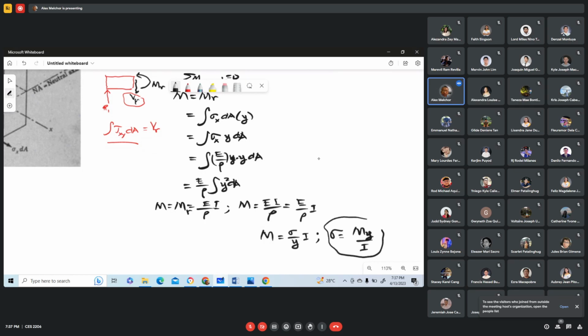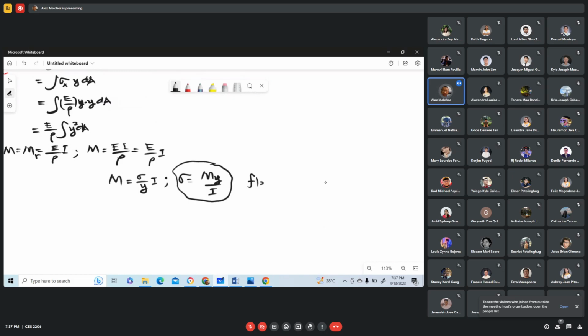Now, this form of equation we call the flexure formula. This is to determine the stress at a fiber located y distance from the neutral axis.